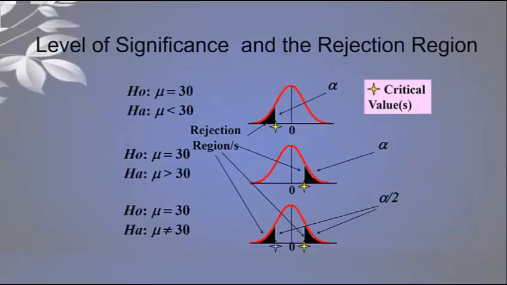The shaded portion of the curve is the rejection region for left-tailed, right-tailed, or two-tailed tests, while the unshaded portion is the non-rejection region.